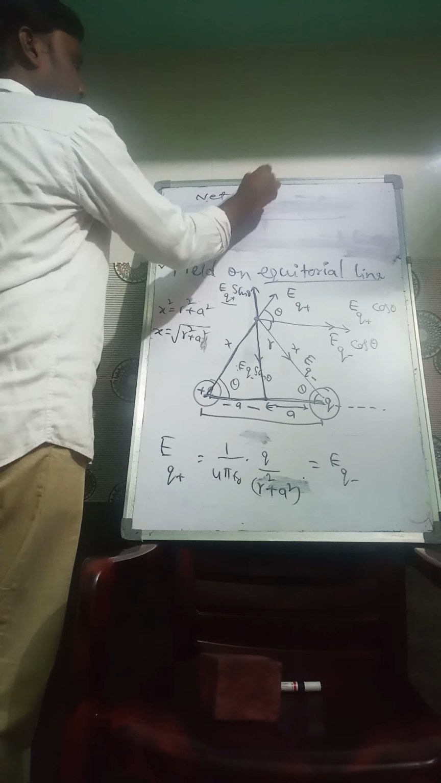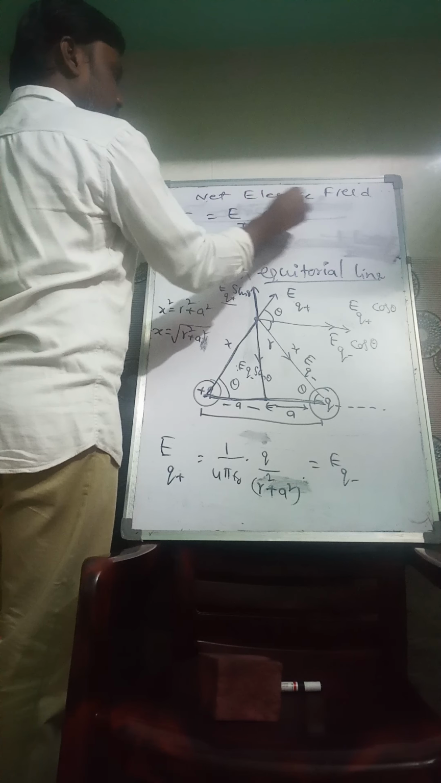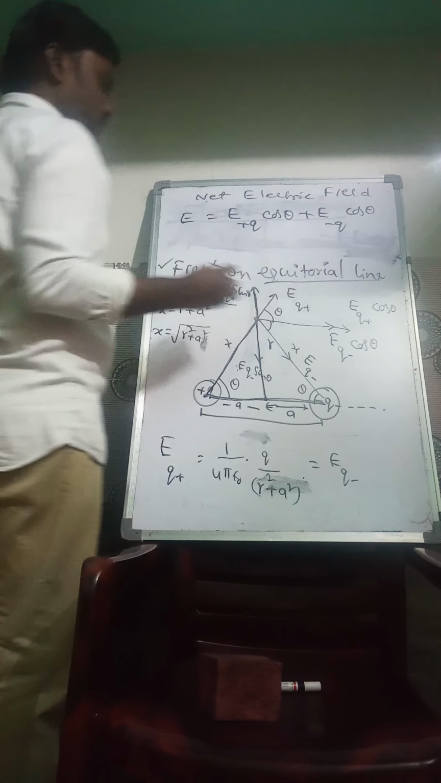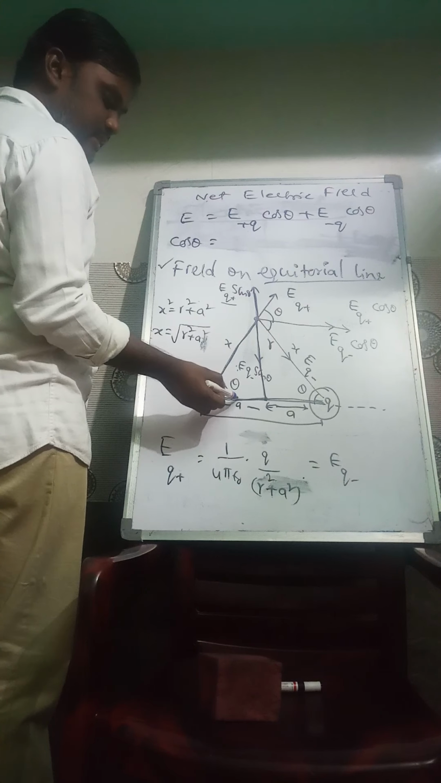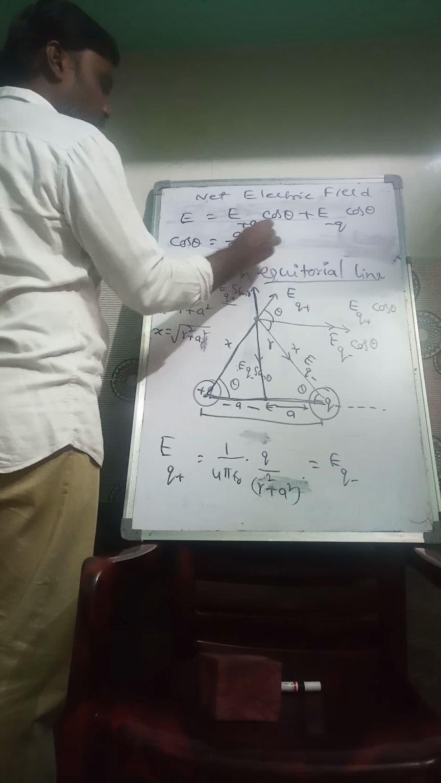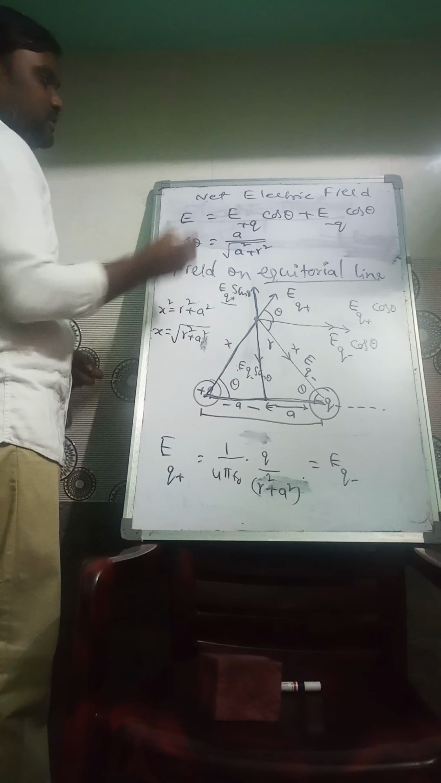So finally, the net electric field E is equal to E plus Q cos theta plus E minus Q cos theta. So from the figure, cos theta is equal to, what is the formula? Adjacent side by hypotenuse. This is a by root over a square plus r square. So this is cos theta.